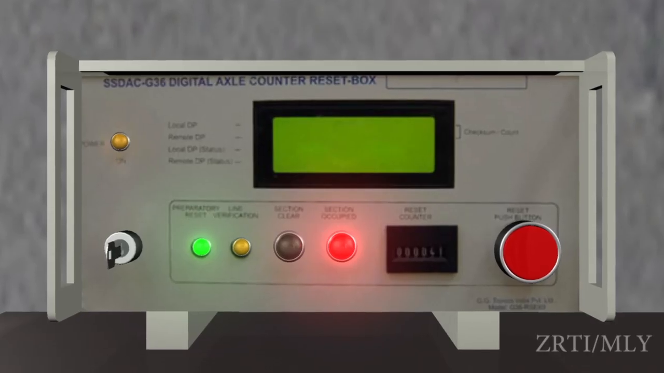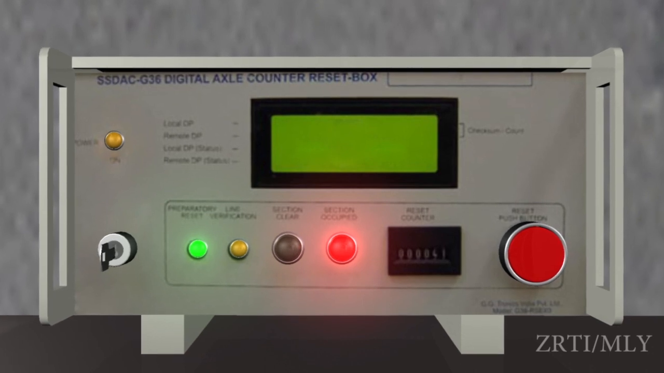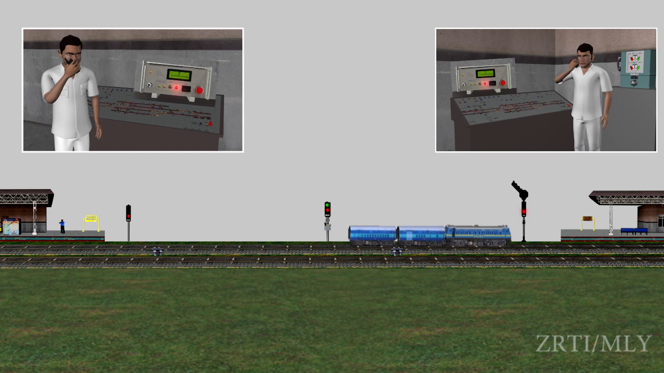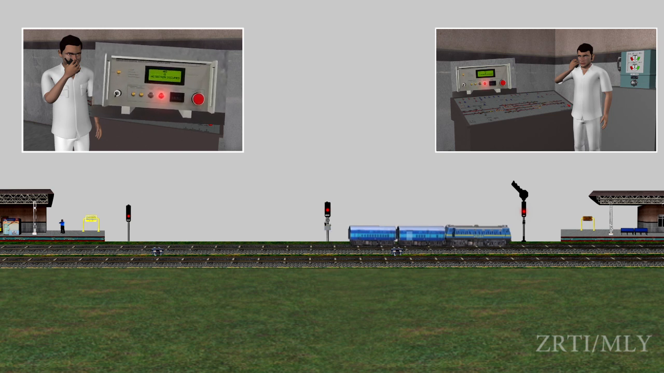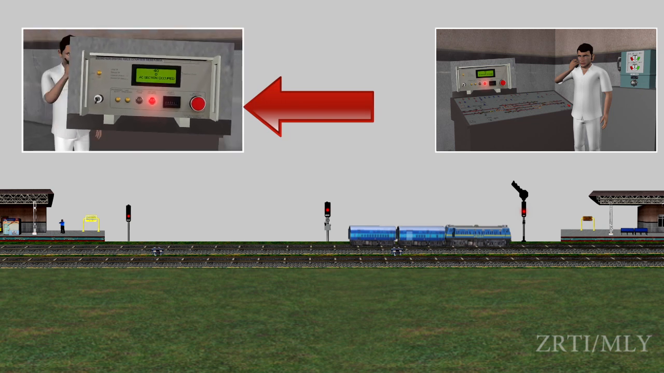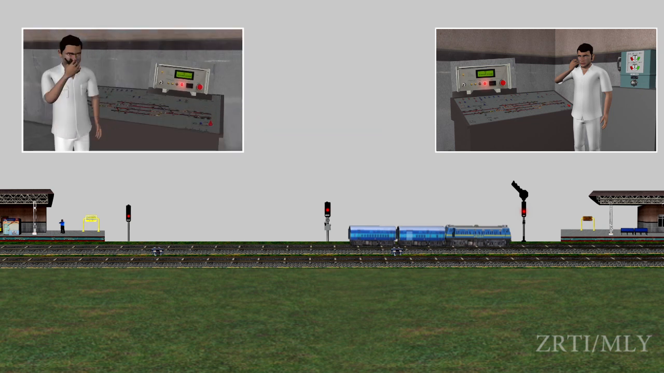Now, let us see how to reset the digital axle counter in case of failure even after train passing the axle counter section. When the axle counter indication in the panel of rear station master is showing occupied, the following procedure shall be adopted to reset the axle counter.